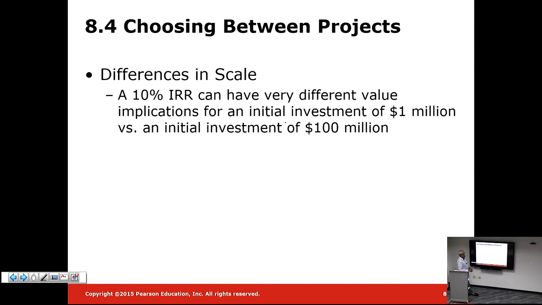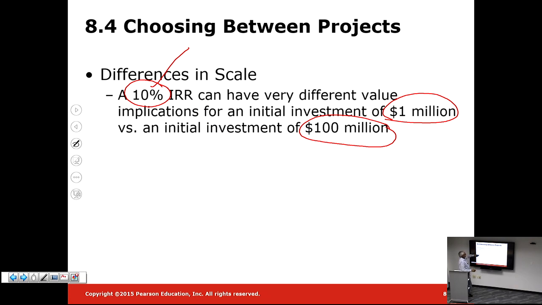So moving forward with chapter 8, the next thing we want to look at is what happens when projects have different scales. If you have two projects, for example, that have the same IRR, but one has an initial investment of 1 million, and another has an initial investment of 100 million, even though both have the same IRR, really we cannot compare them on the basis of IRR.